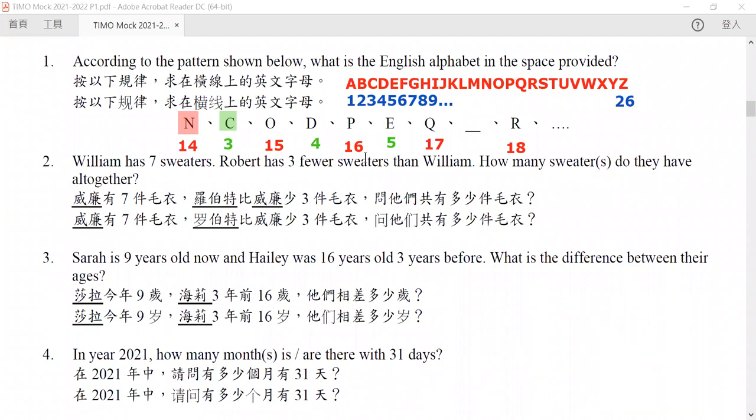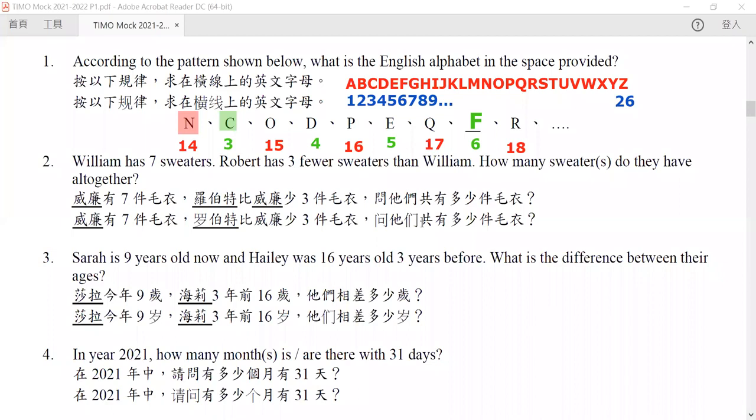One is for the red numbers, 14, 15, 16, 17, and 18, and so on. Now the other is for the green numbers, which is 3, 4, 5, and hence we will guess that this symbol shall represent 6. This symbol should represent 6. But what is the letter that represents 6? It is our letter F.